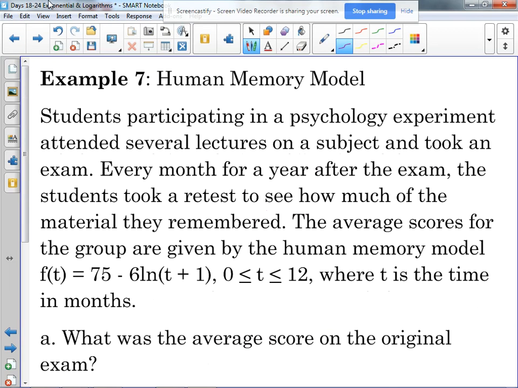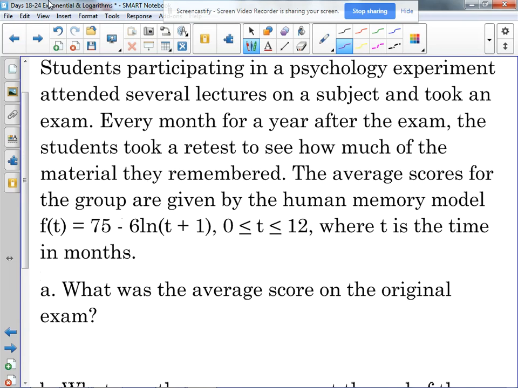Okay, let's look at another one. Let's look at example 7, the human memory model. Students participating in a psychology experiment attended several lectures on a subject and took an exam. Every month for a year after the exam, the students took a retest to see how much of the material they remembered. The average scores for the group are given by the human memory model.